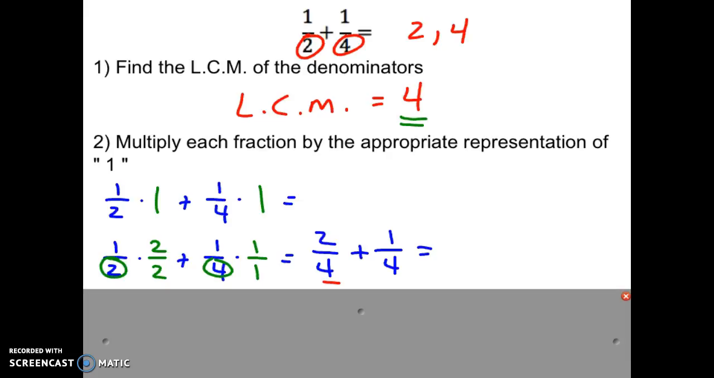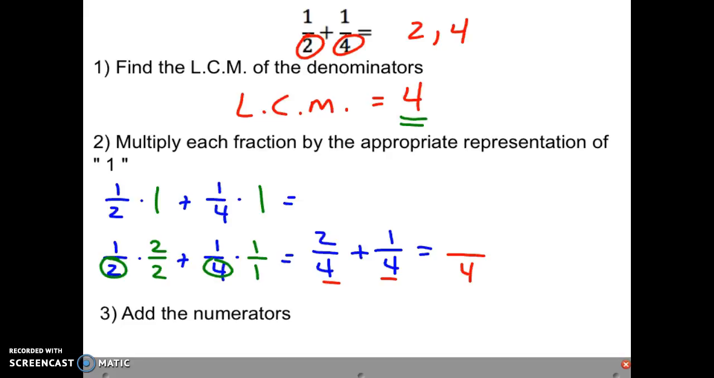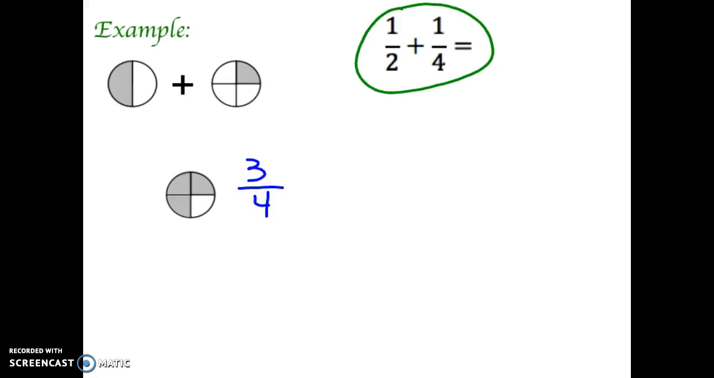All right, at this point we now have equal denominators. So under normal circumstances, we now add our numerators. So the 2 plus 1 gives us 3. So algebraically, we would come up with 3/4. Notice that matches what we got when we did the picture.